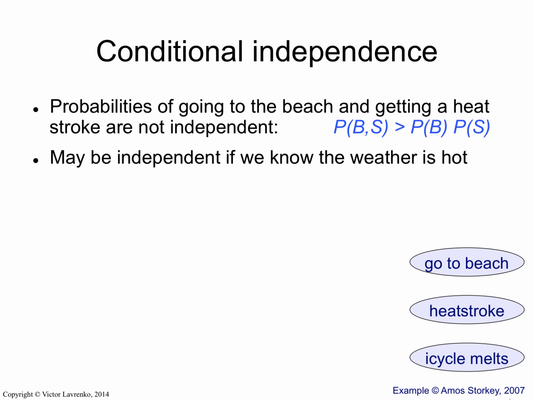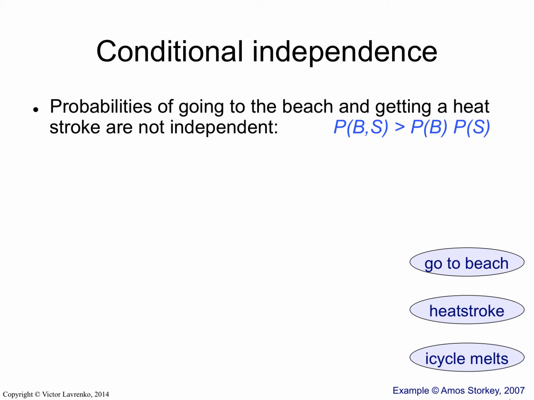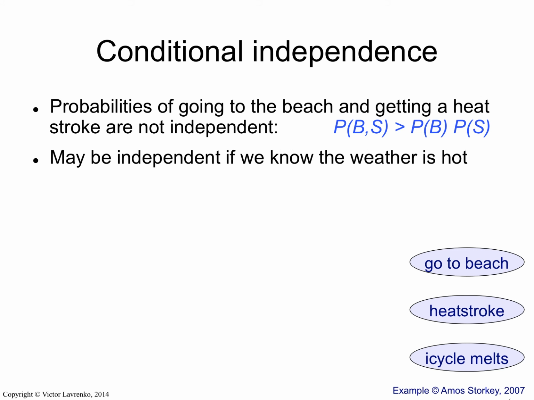But conditional independence says, wait, maybe there is an external factor, a factor that we're not considering. It's not either B or S. It's some other factor behind the scene that is affecting both the probability of going to the beach and the probability of getting a heat stroke. And in this example, suppose this event is whether the weather is hot or not.